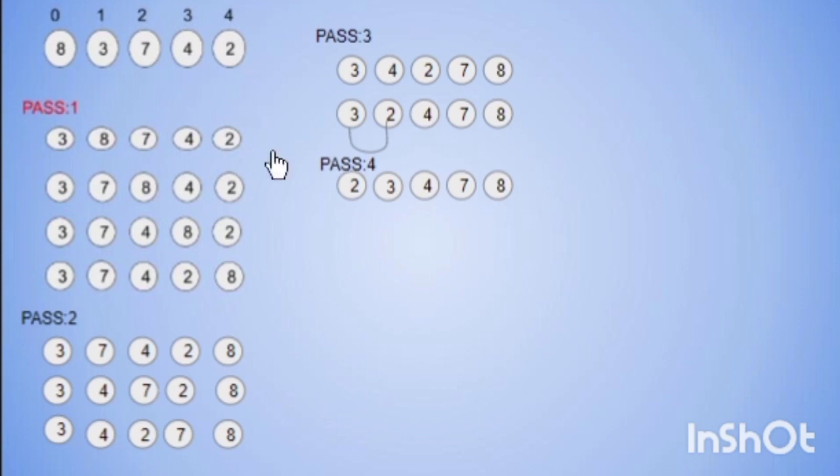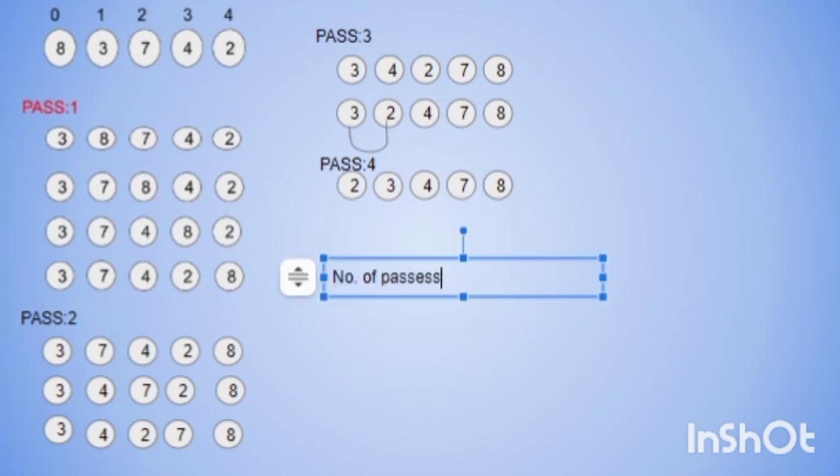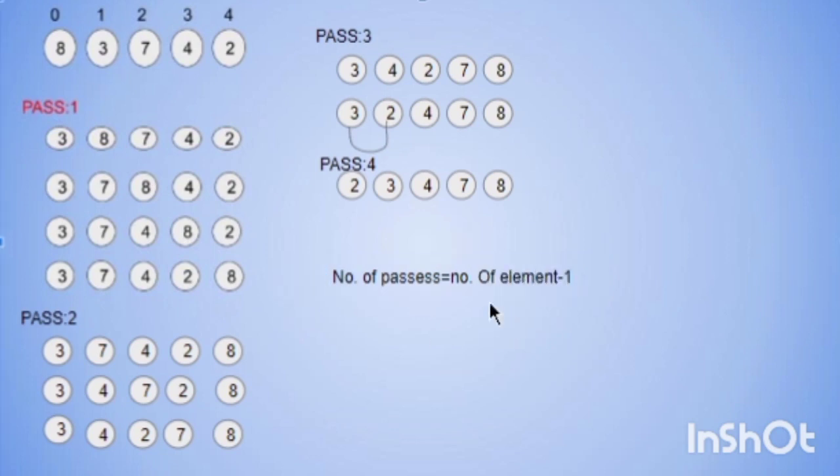So how many passes does it require? 4 to sort. And how many elements are there? 5 elements. Okay. So how to calculate how many passes are required? The number of elements minus 1. If the number of elements is 5, then 5 minus 1 is equal to 4. 4 passes are required. If the number of elements is 10, then 10 minus 1, 9 passes are required. This is only for the general case. So in this way bubble sort works.